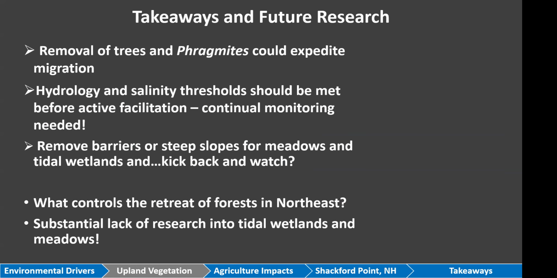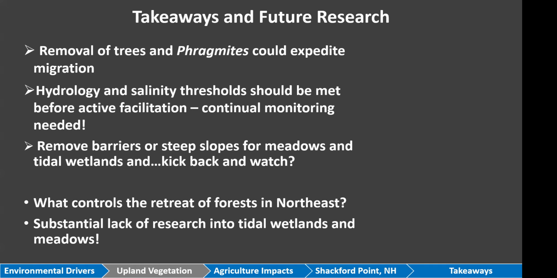So I have a couple points I want to stress. If you're doing marsh migration projects, if you're doing land conservation, maybe if your goal is marsh migration, you could expedite it through the removal of an upland forest or Phragmites. Definitely, if you're thinking about doing that, monitoring hydrology and salinity thresholds should probably be met to make sure those environmental conditions are ready. If not, you might just have Phragmites or trees just move right back in again.